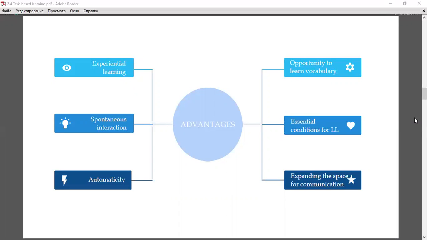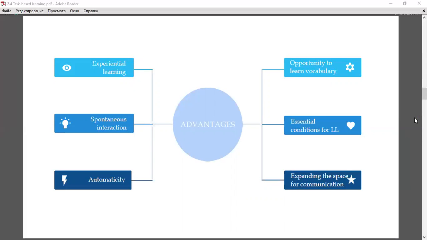Next one, spontaneous interaction. Task-based learning helps learners to interact spontaneously. For example, a role play requires the learners to use language freely. It gives learners a chance to try out whatever language they already know, and it also gives learners a chance to notice and benefit from others' expressions and thereby build their level of confidence gradually.